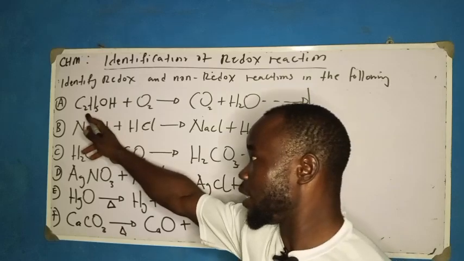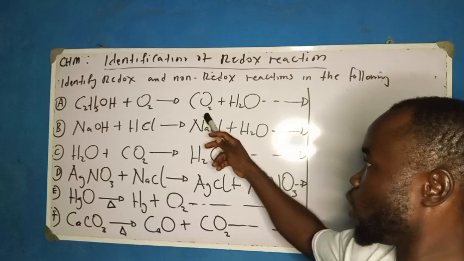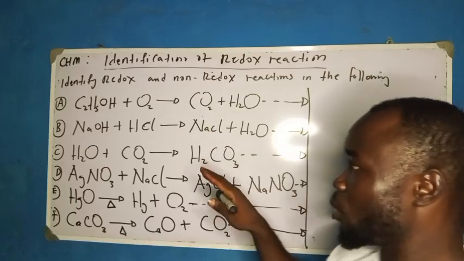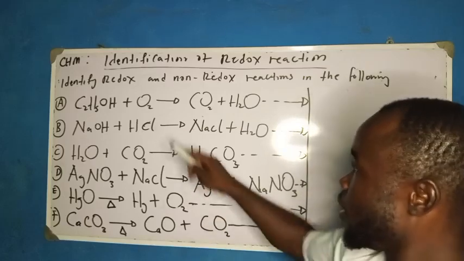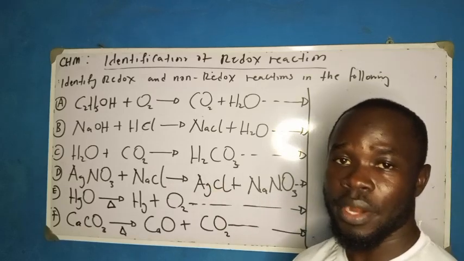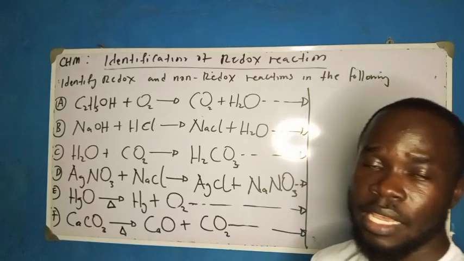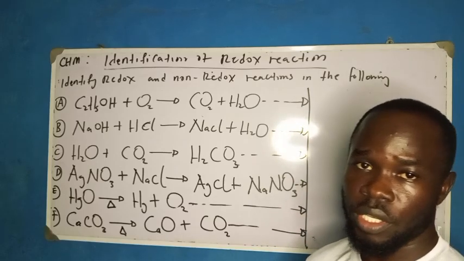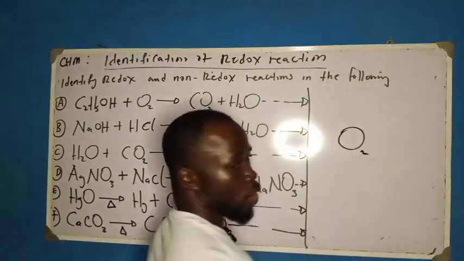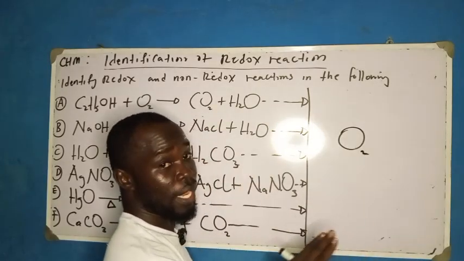Now for number one, A says ethanol plus oxygen gas reacting to give us carbon dioxide plus water. It is interesting for you to know that any chemical reaction that has a pure molecule or a pure atom is a redox reaction. I repeat, any chemical reaction that has a pure atom or pure molecule is a redox reaction. What does that mean, pure atom or pure molecule? Oxygen gas is a pure molecule. That is a molecule of oxygen alone, not combining with any other element.